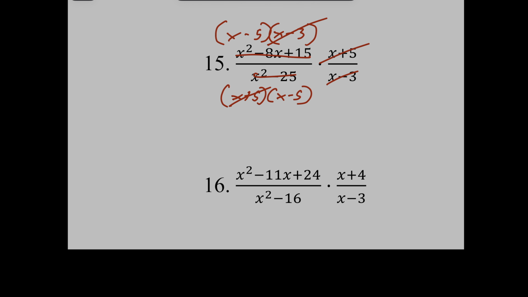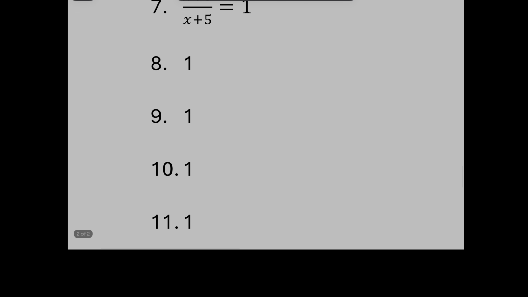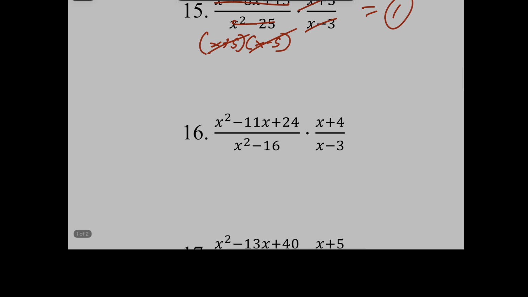Ooh, wait. Did I do this right? Oh, no, I didn't. Yeah, I did. X minus 5, x minus 5. My answer is 1. Is that what they had? I think they did have something different when I was looking at this. They have x plus 5 over x minus 5. Did Mac make a mistake?